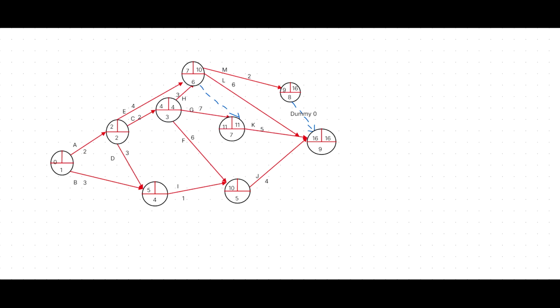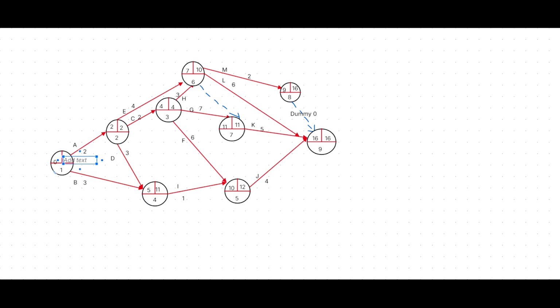12 minus 6, 6, but via G it is 4. 4 minus 2 is 2. Here the 2 via the 12 minus 1 should be 11. 11 minus 3, 8. 4 minus 2 is the least value. Second event, 2 is the least value. 2 minus 2, 0. 11 minus 3 is 8. The least value is 0. Now we can find the critical path.